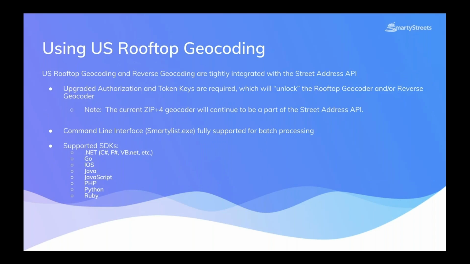And one thing important to remember, you're currently getting ZIP+4 geocoding with the SmartyStreets application. That will continue. You don't need to worry about that. The ZIP+4 geocoding is something that's already been provided. That'll continue to be a part of it. It's just that the new Rooftop Geocoder is an additional product to that.